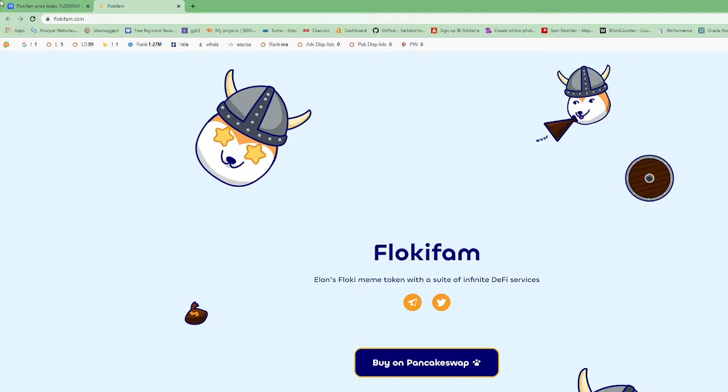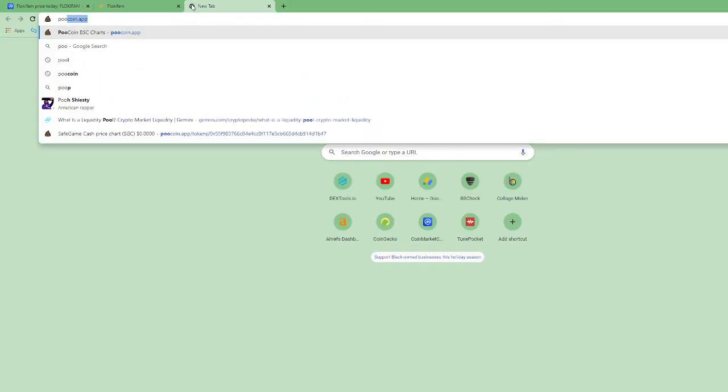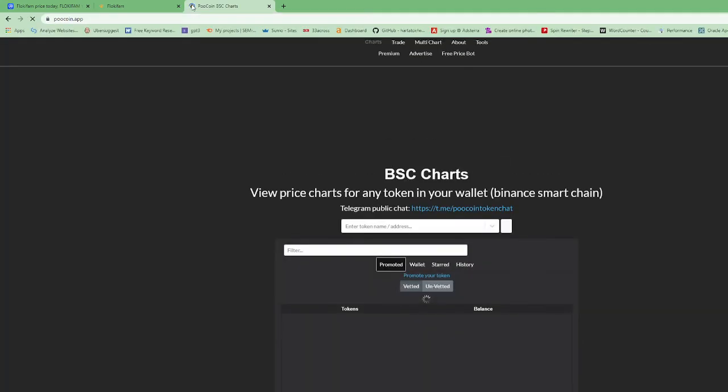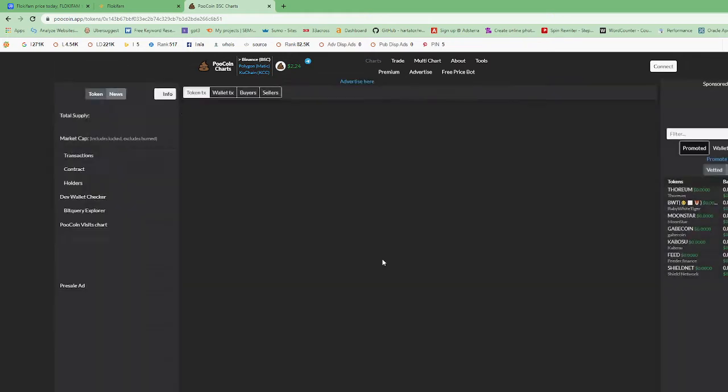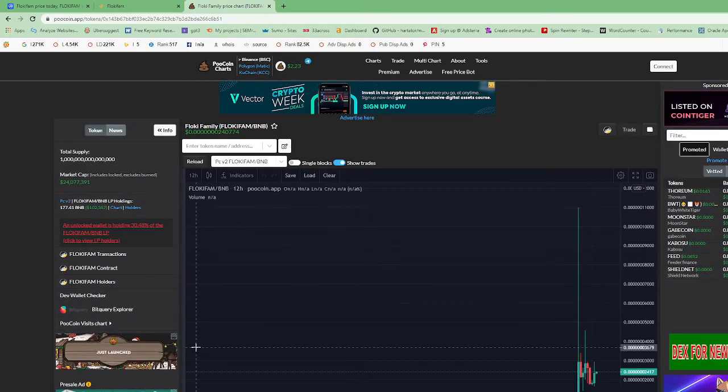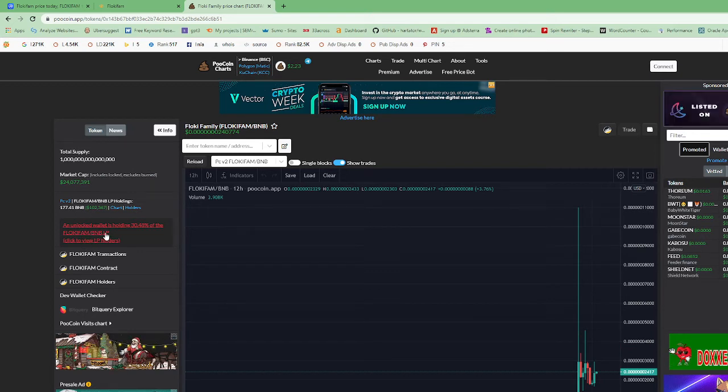All right, we copied their address, so let's go see what Poocoin has to say. We're going to paste their contract address right here. So here it is, Floki Family. First thing we see is this little red thing right here, but here it says total supply is 1 quadrillion, market cap is showing 24 million. But here it says an unlocked wallet is holding 30.48% of the FlokiFam BNB liquidity. So one wallet is holding 30% of the liquidity. That just simply means that 100% of the liquidity is not locked. And you should always have 100% or over 95% of liquidity locked.